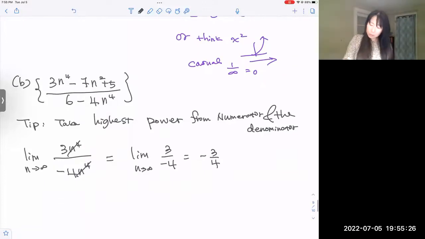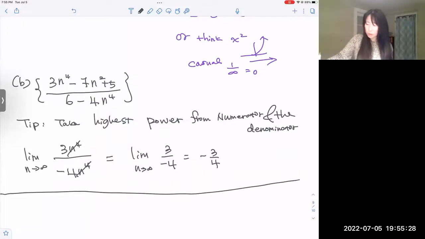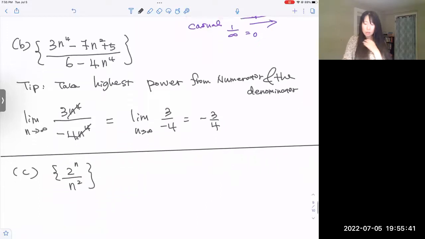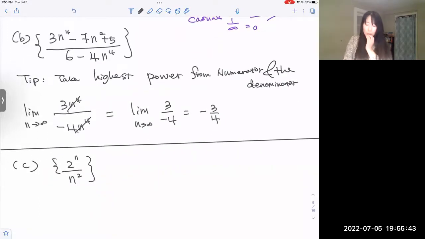Now, your classmate mentioned L'Hopital's rule. Yes, we're going to use that. So we have 2 to the n power over n to the 2nd power. Okay. Look, think about 2 to the x power.